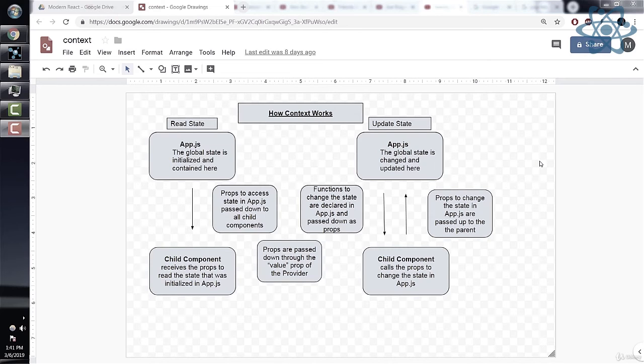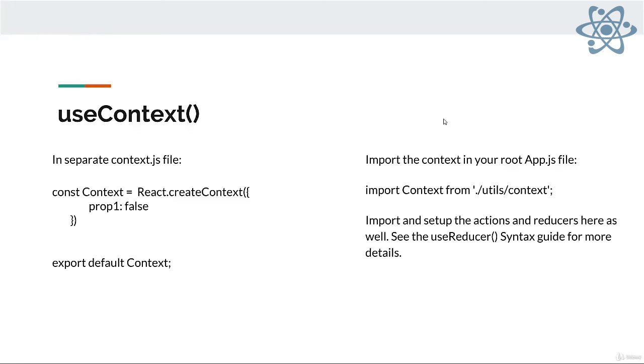So similar to reading state, updating state is all done in app.js. So functions to change the state are all declared in app.js. Then the entire function is passed down as a prop to the child component. And it's passed in as a prop to the same value prop of the provider. Then to actually change the state, the child component calls the prop. Then when the child component calls the prop, it's passed back up to app.js where the state is changed. The state is not changed in the child component itself.